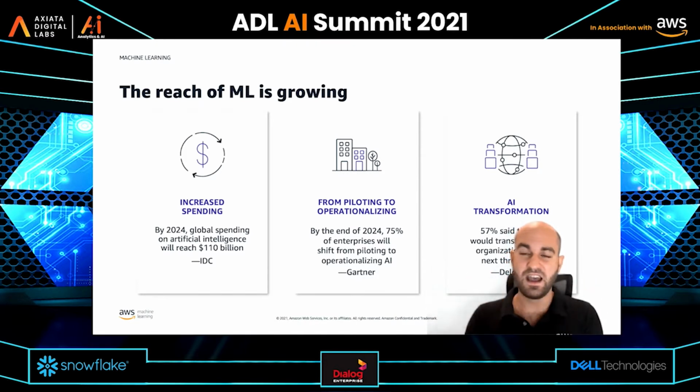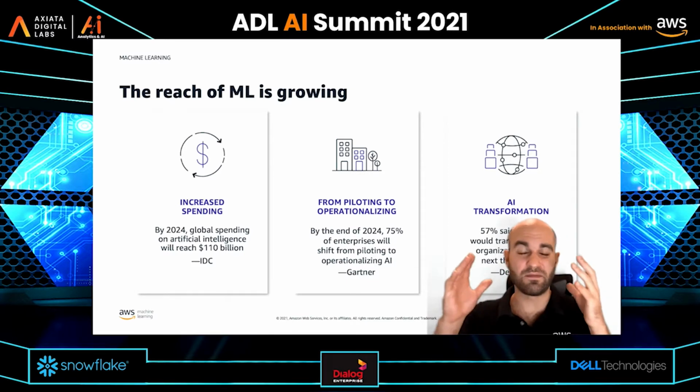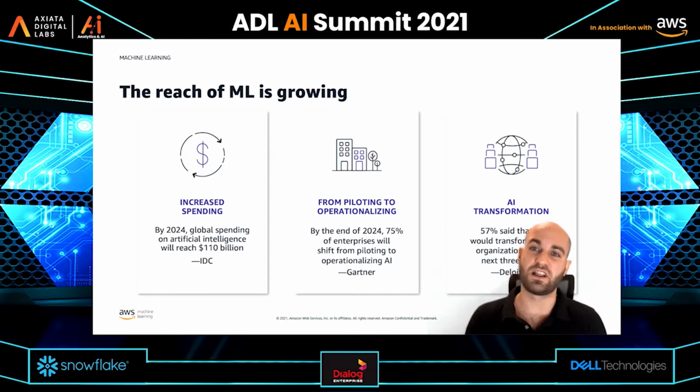Gartner, for example, is also looking into what they predict in terms of going from piloting, like quickly trying a machine learning model, to really operationalizing it. And they believe that by the end of 2024, 75% of all the enterprise companies out there will have shifted completely from right now they might just be trying things out with machine learning, to by then really operationalizing AI pretty much into the entire company. And Deloitte is also looking at how AI is really transforming over the next 3 years.